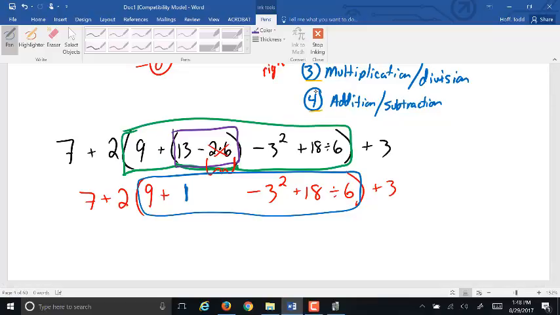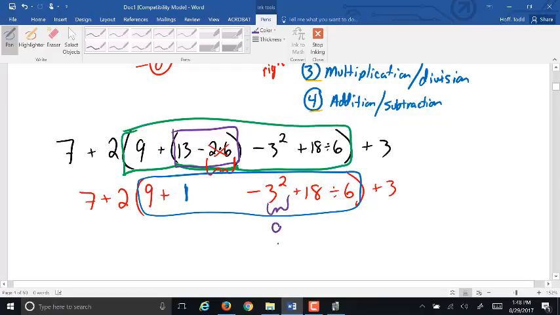No. Exponents. Yes, there are. There's the 3 squared, right? 3 to the power of 2 is 9. So I take that out, replace it with 9. I've got the minus there, plus 18 divided by 6, close parentheses, plus 3, 1, 9. So again, all I did is remove the 3 squared, replaced it with 9. Everything else stayed the same.